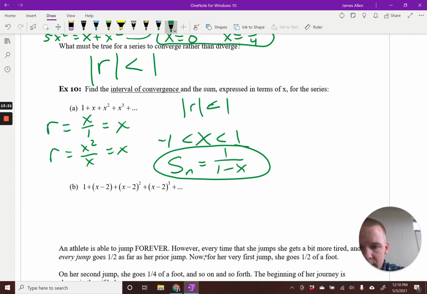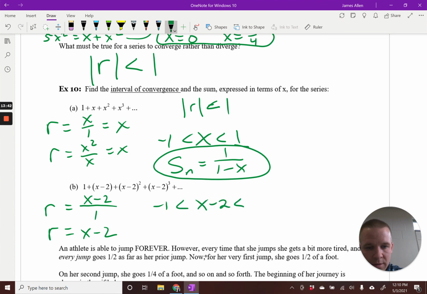So if I take x minus 2, r is going to be x minus 2 divided by 1, right? Take one of the terms and divide it by its previous. Even if I did that with x minus 2 squared divided by x minus 2, I'd still get x minus 2. So I want that to be between -1 and 1 to make sure that series converges. So now if I solve this inequality, I'd have 1 and 3. Cool.